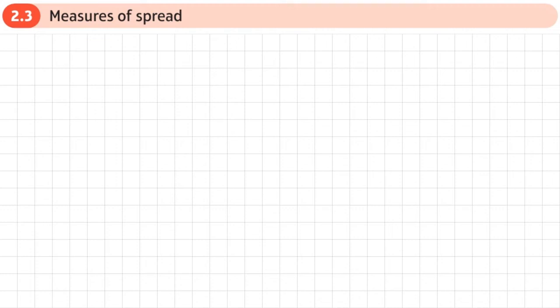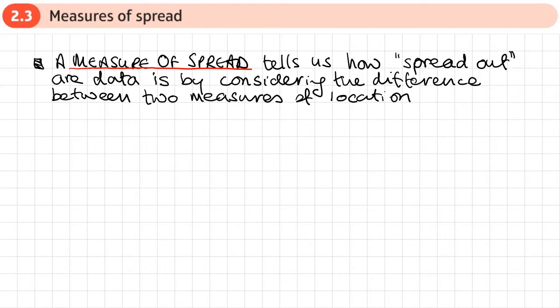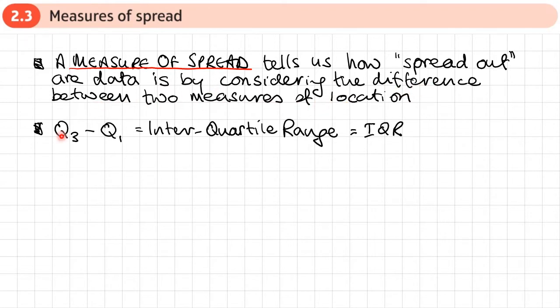This is the third section of chapter 2 on measures of location and spread, and this section is measures of spread. So what is a measure of spread? Well, a measure of spread tells us how spread out our data is by considering the difference between two measures of location. So the difference between these two quartiles, the upper quartile and the lower quartile, is what we call the interquartile range, IQR. So this is a measure of spread.